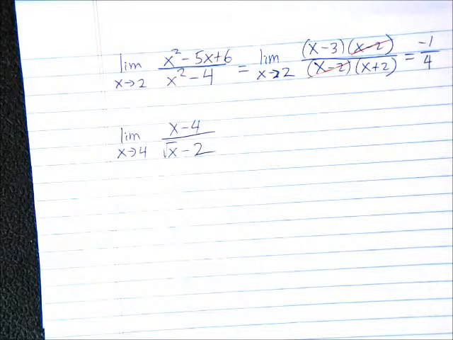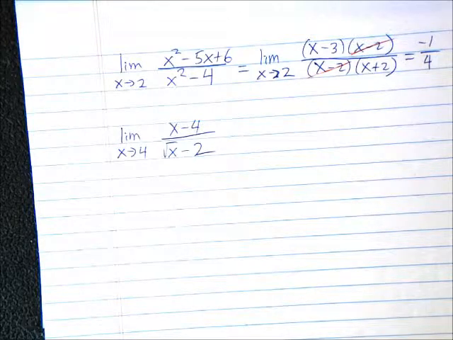What's that? I have to multiply by the conjugate to get rid of the square root on bottom. Great words. What's the conjugate?